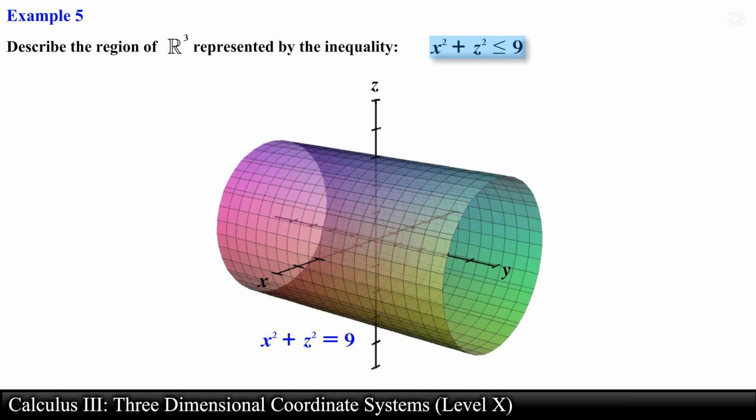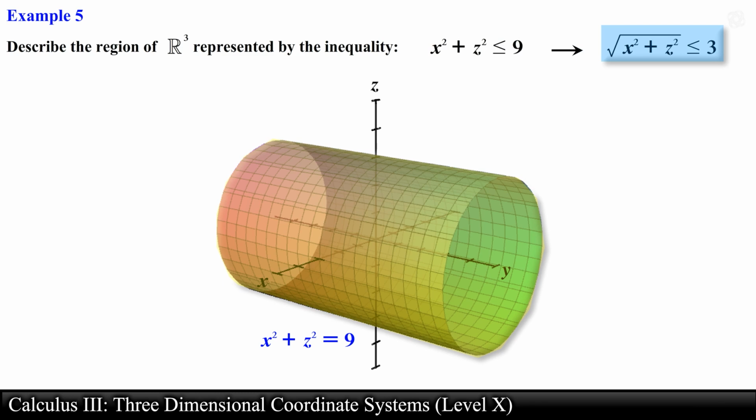We want to shade that part of R cubed where x squared plus z squared is less than or equal to 9. Another way of representing this inequality is by taking the square root of both sides, as follows. So we essentially want the set of all points whose distance from the y-axis is at most 3. These points are located inside of the cylinder. We also want to include those points that are located on the cylinder. Alright, let's go ahead and try the next example.